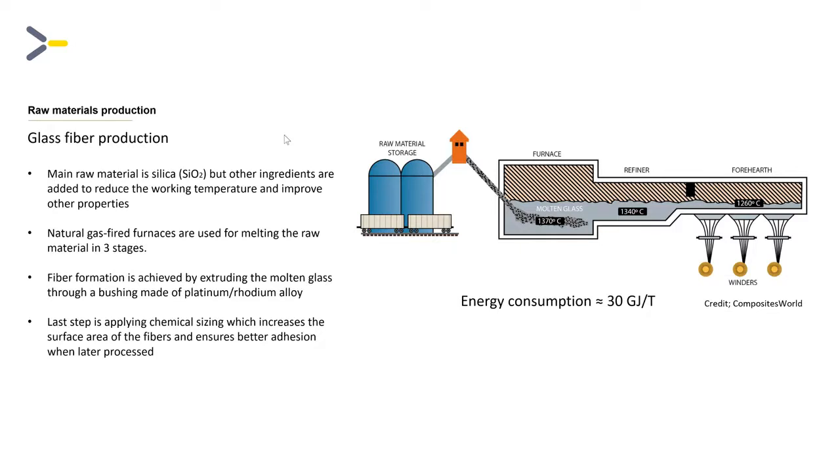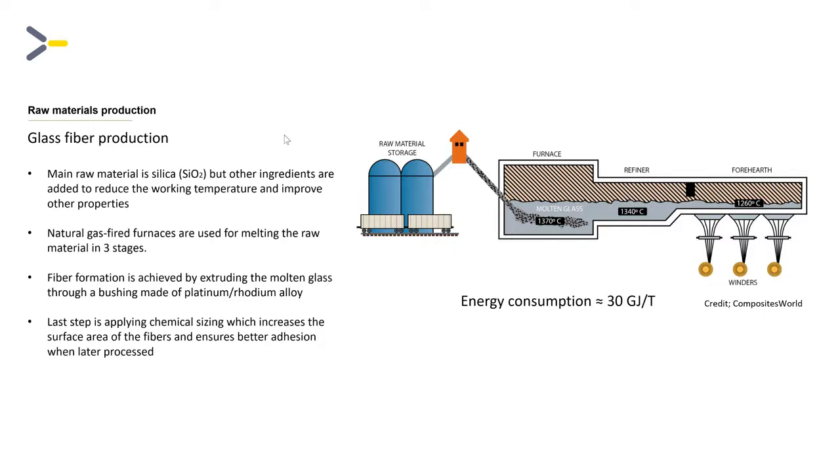The furnace is fired by gas to reach these higher temperatures, and it's normally controlled in 3 stages. So you have to cool down the molten sand, which has now reached a liquid state. The fiber formation is achieved by extruding the molten sand through bushings made of platinum. You can imagine the friction and the temperature in those furnaces, and then afterwards it's spooled on bobbins in different sizes.